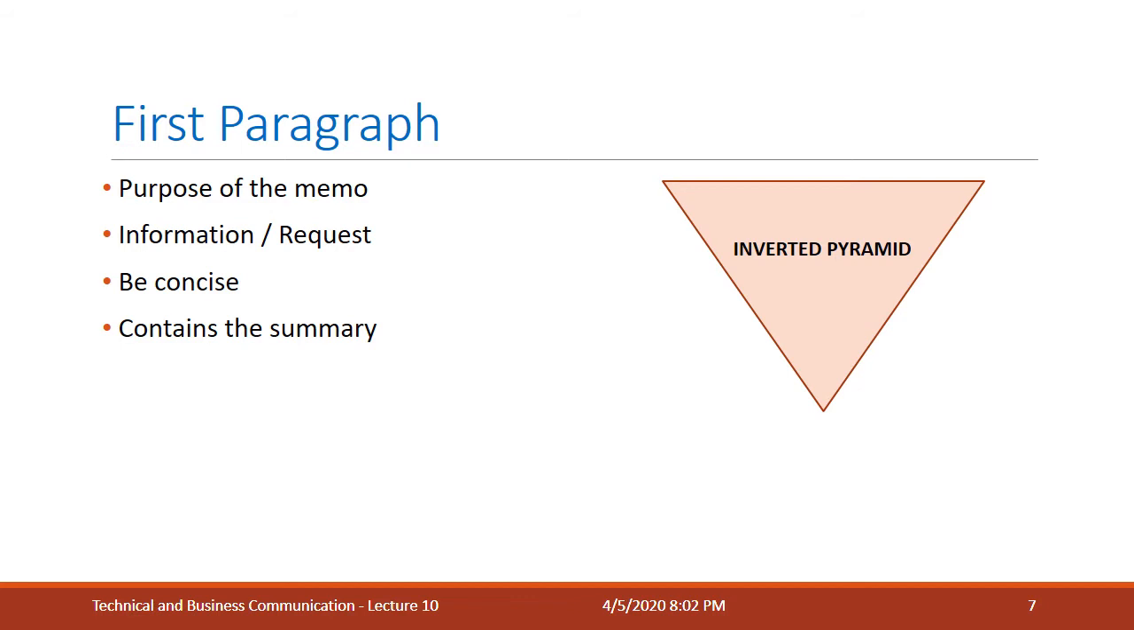In the first paragraph, we just mention the purpose of the memorandum, and then we give them the basic information concisely, and we provide a summary of what the other paragraphs will contain. So it is basically an inverted pyramid. It tells you everything, and then points towards the central idea and central point which it is going to discuss.